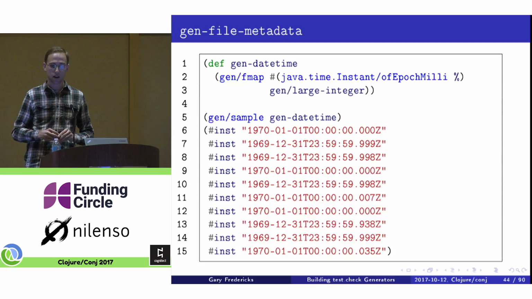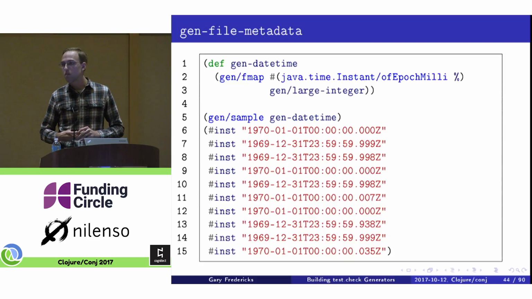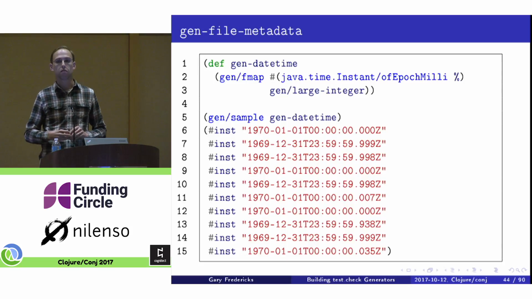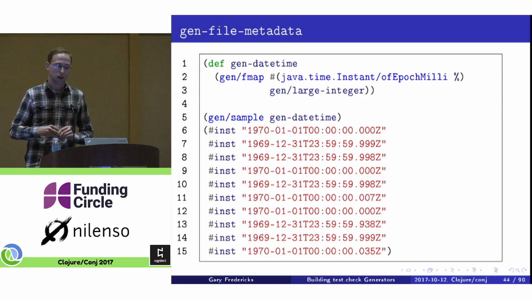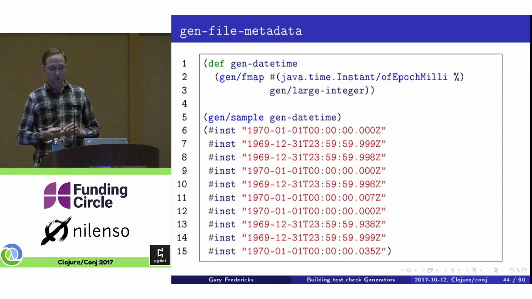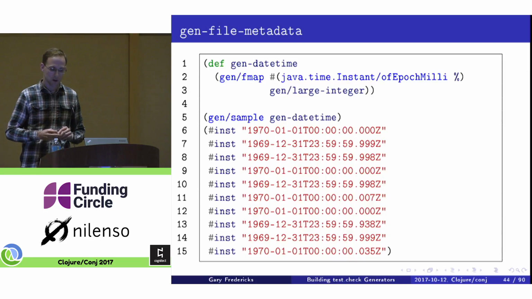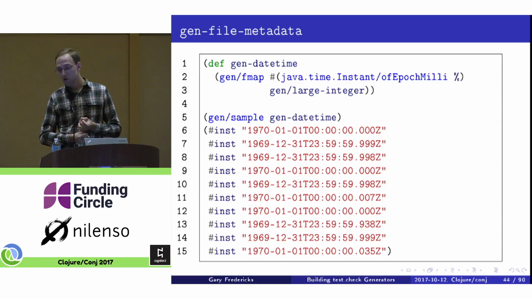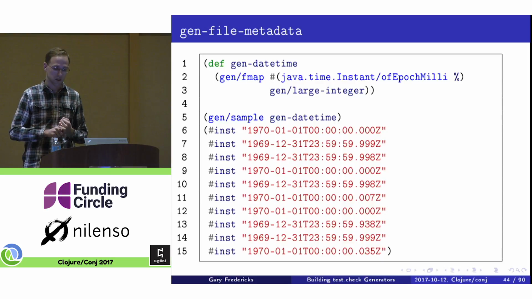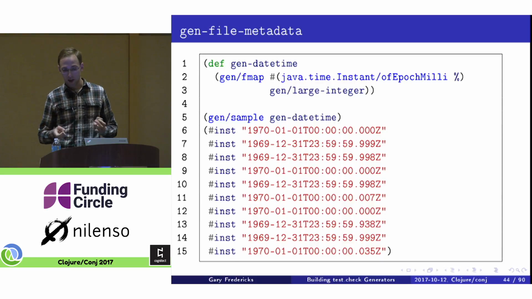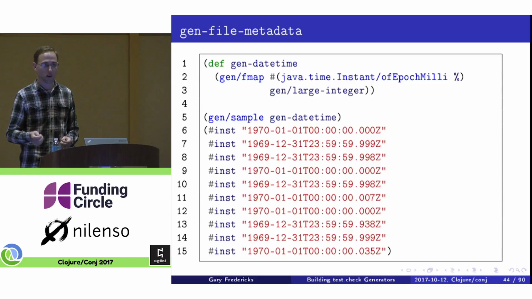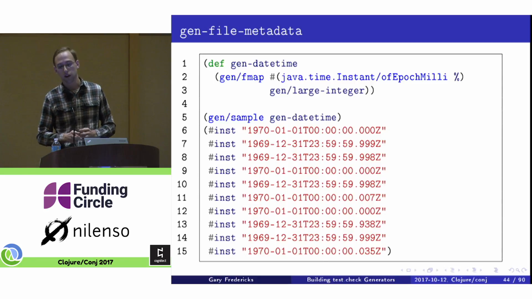Another part of metadata is timestamps. There's nothing built into test.check that deals with time, because time is pretty contextual. But it's not too hard to get a minimal thing going yourself. You can generate an integer that you interpret as a Unix epoch value and just use fmap to pass that into a constructor of whatever type you're interested in generating.